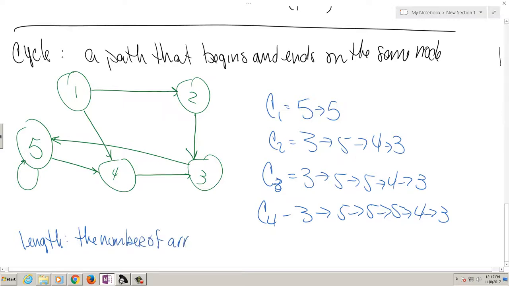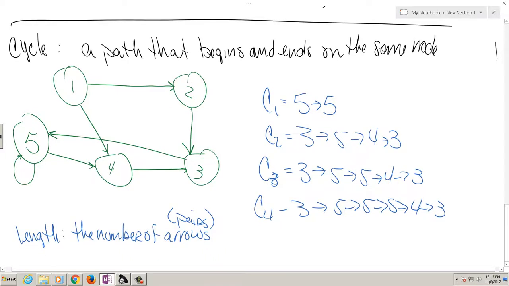The number of arrows. We call them arrows or edges. The number of pairs. All right, so let's see if we can define the length of this cycle. What is the length of this cycle? 1. Because there is one edge, one arrow, one set of ordered pairs.